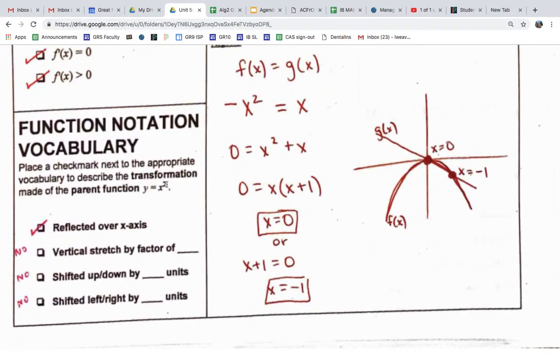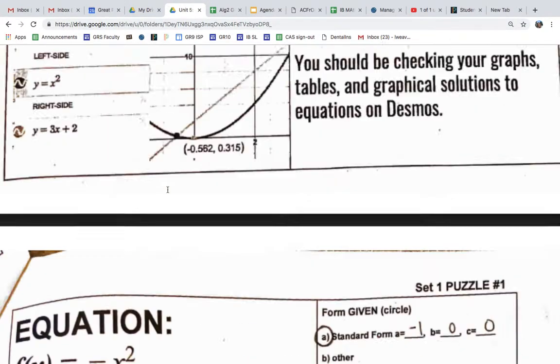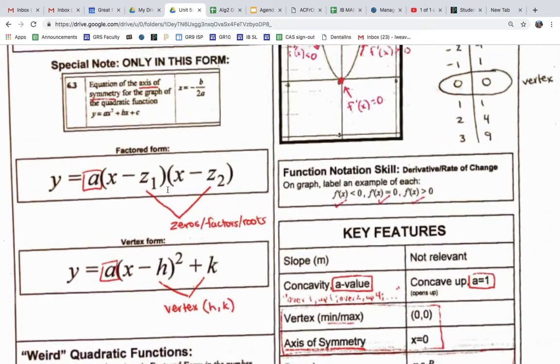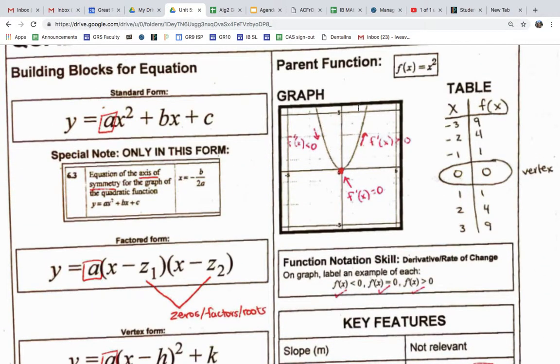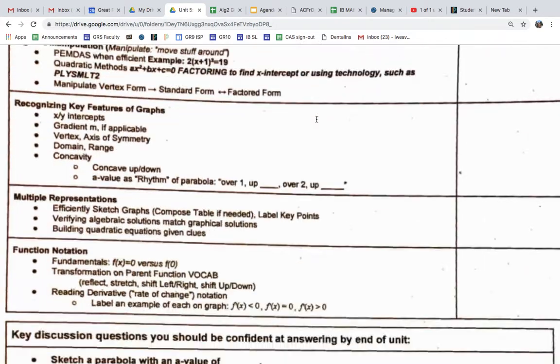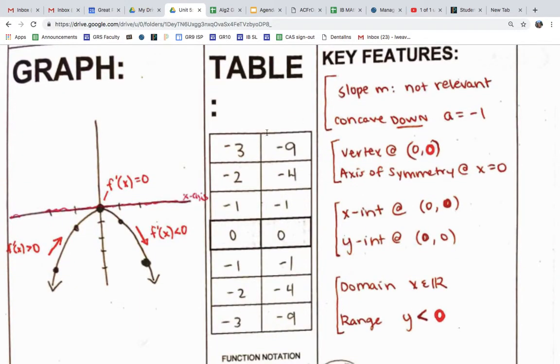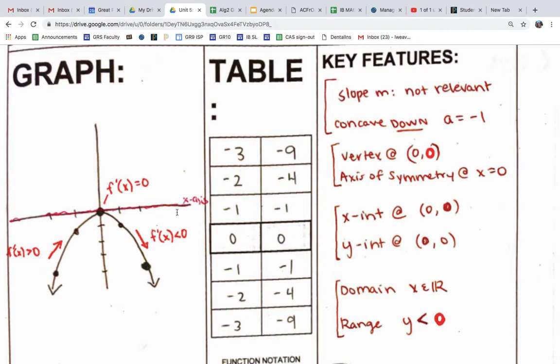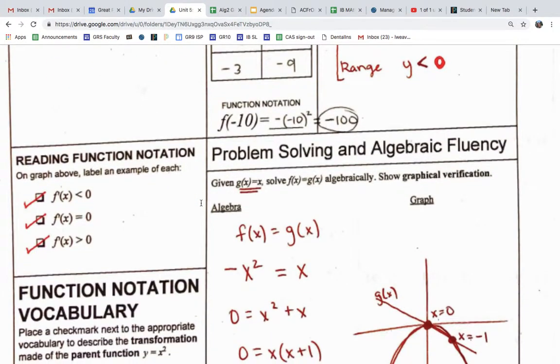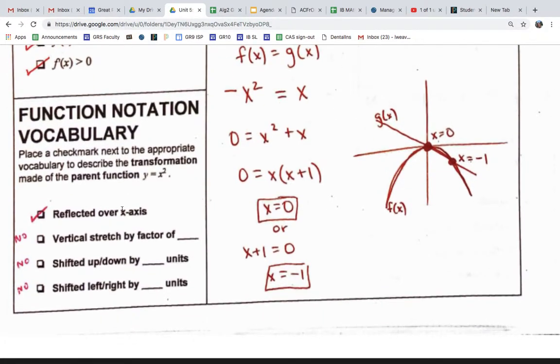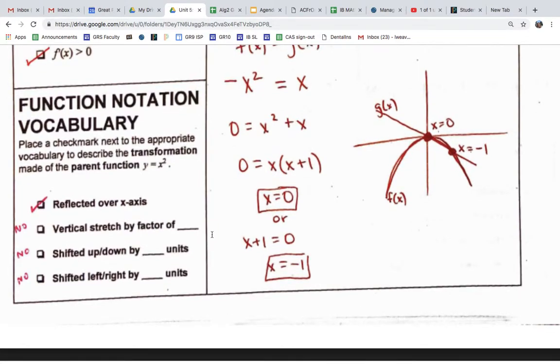Function notation compared to x squared, which was our original graph on the front page, right here. Compared to this graph, what happened to ours here? How is it different? Here, it was flipped upside down, or it was flipped over the x-axis. So here you can find reflected over the x-axis. Did it get stretched vertically, or does it follow the same rhythm of over 1, up 1, over 2, up 4? There was no stretching of that rhythm. It was over 1, down 1, over 2, down 4, over 3, down 9.